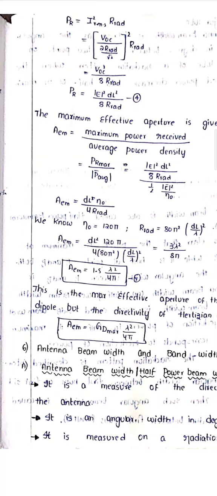Eta naught is equal to 120 pi. You know that R radiated, which we derived in unit 1, is equal to 80 pi squared (dl by lambda) whole squared. Substitute these values and you will get the maximum effective aperture.